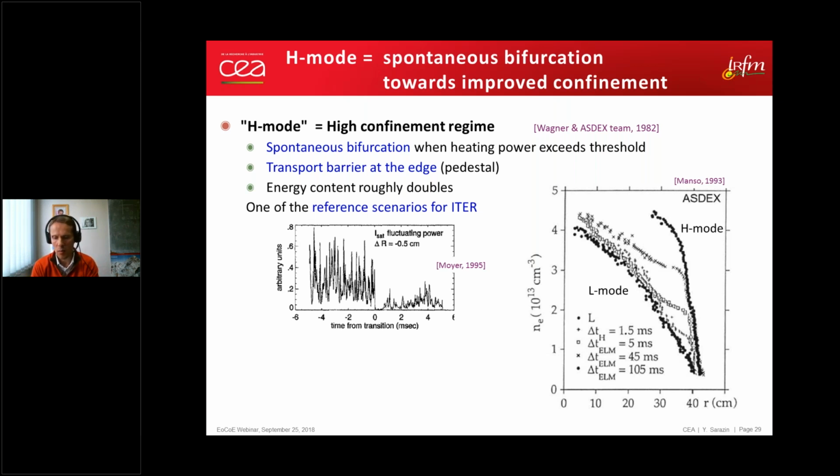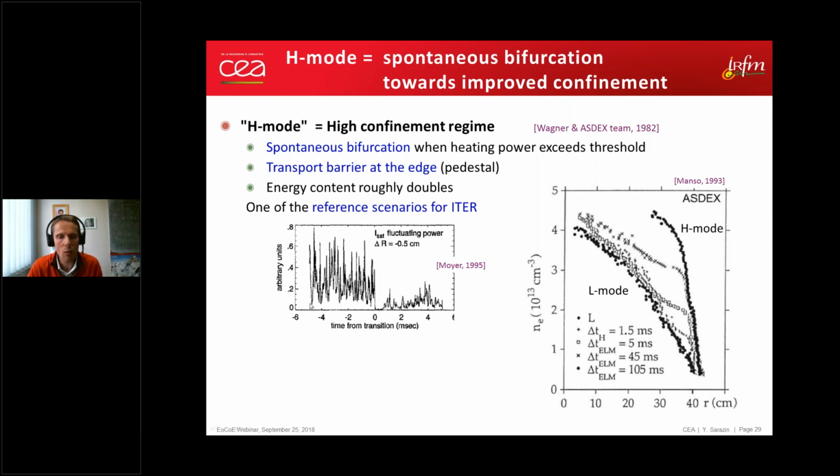When the Tokamak plasma was heated above a certain heating power, people observed that it spontaneously bifurcated toward an improved confinement regime, where the energy confinement time almost doubled. Further analysis revealed that this happens close to the separatrix, the region in between the closed field lines and the open field lines.